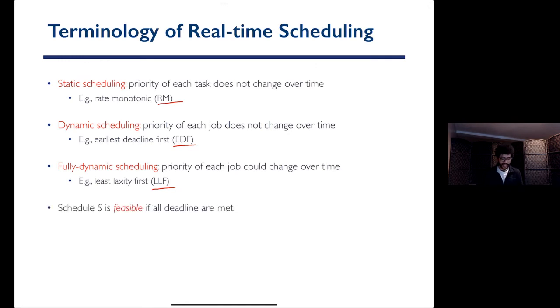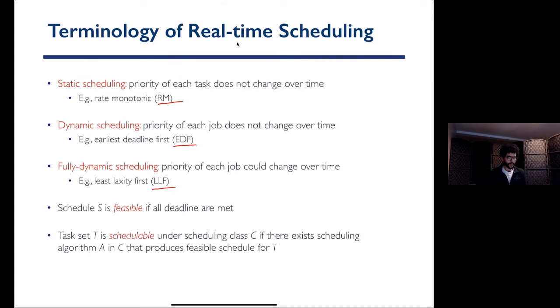Now a scheduling policy is called feasible if, pardon me, I'll check for questions so far. Okay, so a scheduling policy is feasible if it can meet all the deadlines for all the tasks.